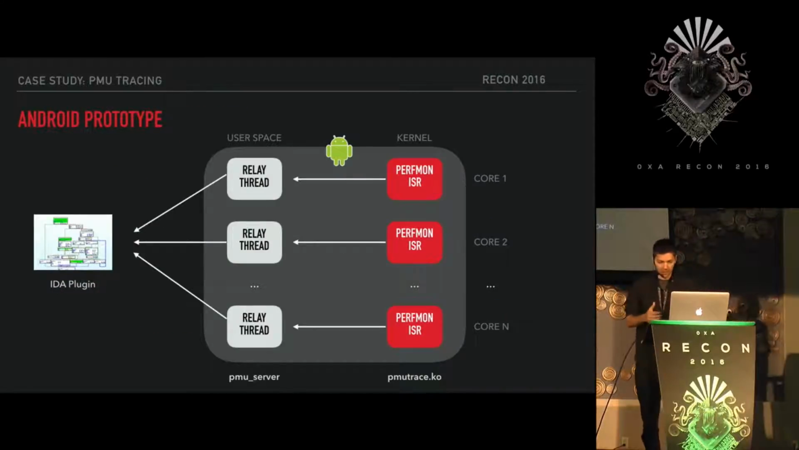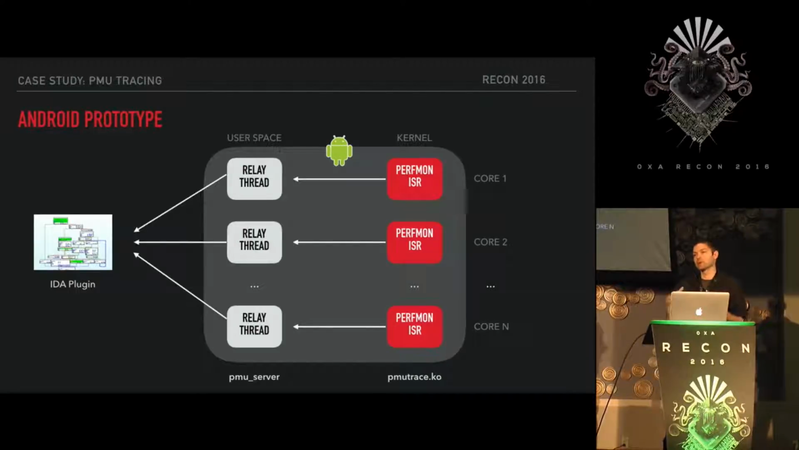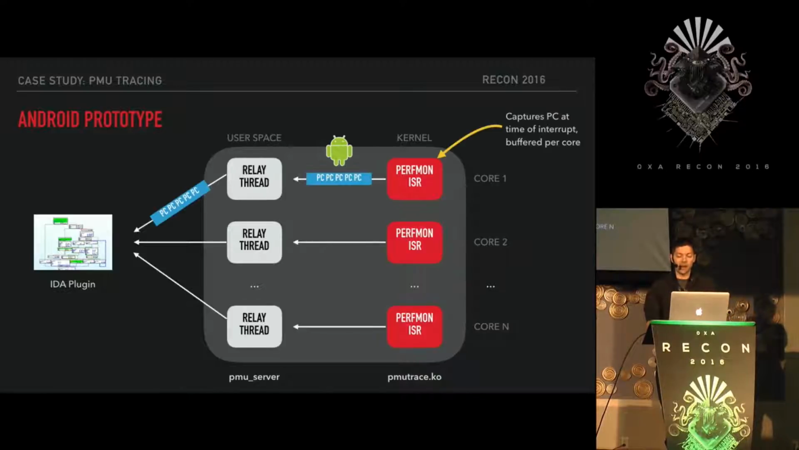So I put together a prototype for Android. There are 3 components: a kernel module, a user space daemon, and an IDA plugin. The kernel module configures the PMU on each core and registers for interrupts on that core. As branches occur, the interrupt service routine captures the saved program counter at the time of interrupt, and buffers it so it's not sending small amounts of data. I use the Linux relay file system to pipe that to user space, and then that gets sent over to IDA. We can use IDA for visualizing our coverage, as well as controlling the daemon in terms of which threads we want it to monitor, starting and stopping, and some other features I'll show here in a minute.